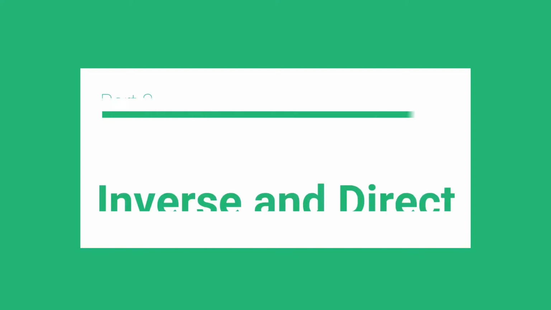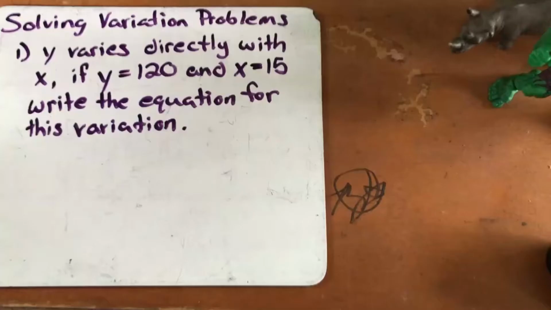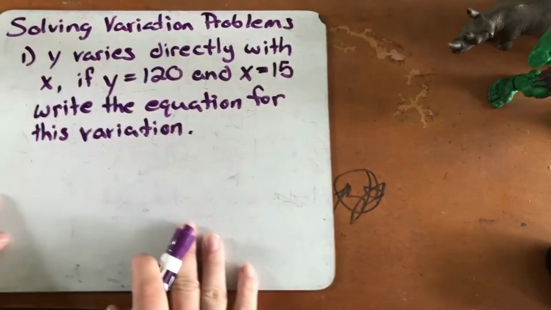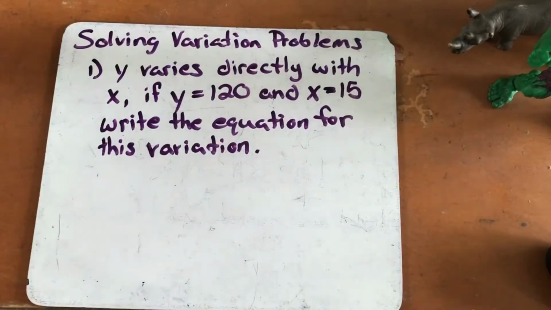Direct variation, part 3. Now we're going to look at how we would solve some of these variation problems. Some of them may be direct variation, some of them may be inverse variation. They all have a constant of variation.